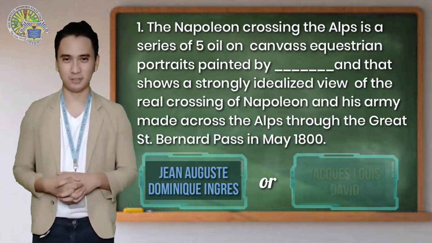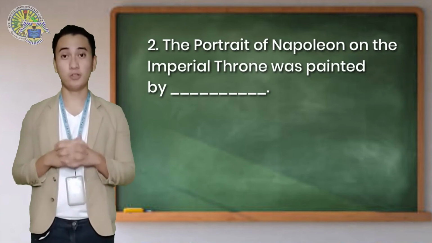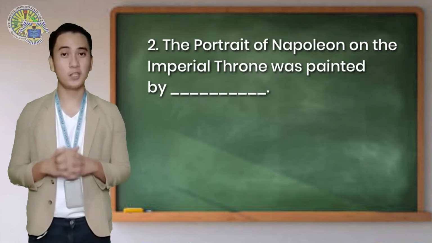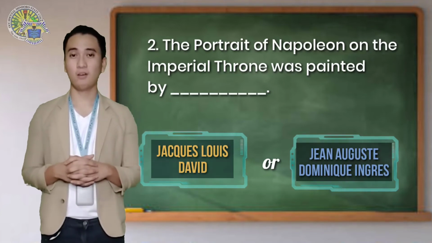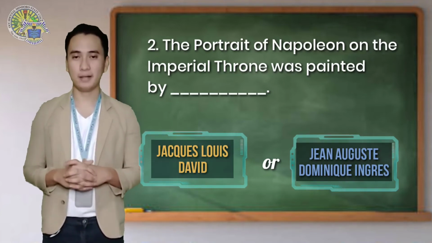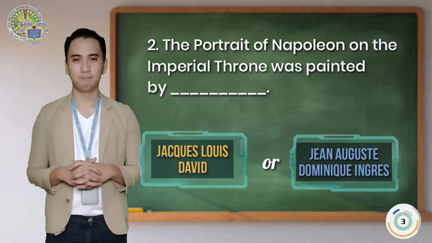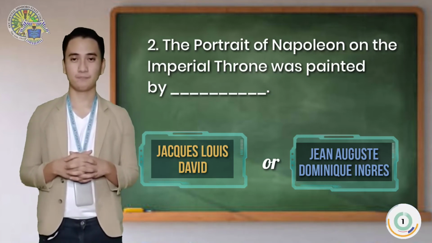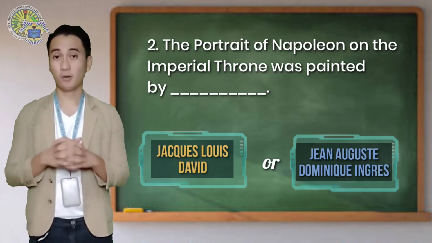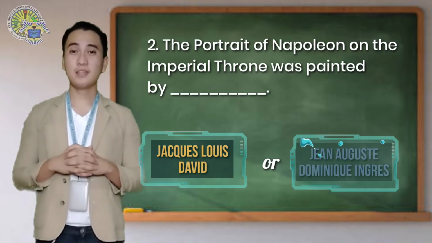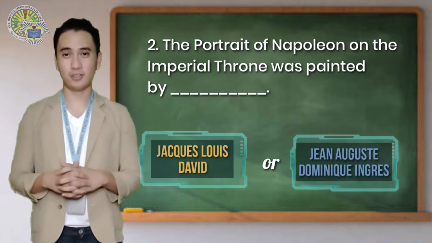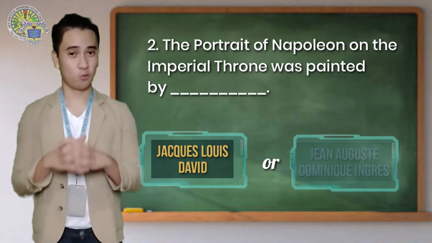Okay, next question. The portrait of Napoleon on the Imperial Throne was painted by whom? Is it Jacques-Louis David or Jean-Auguste-Dominique Ingres? The correct answer is, you got it! It seems that all of you already know the answers. Let's proceed to the next question.